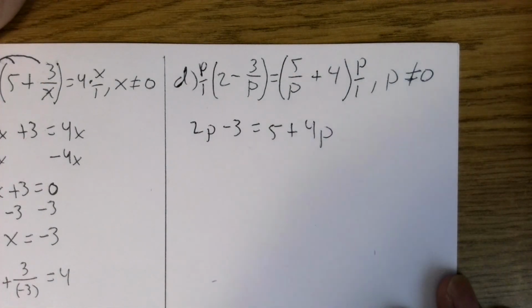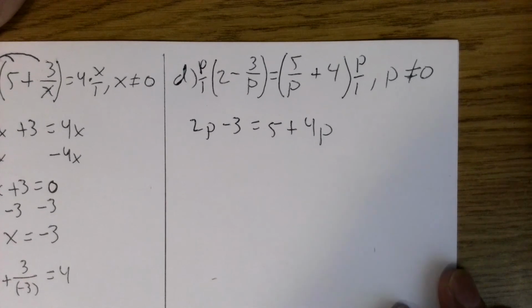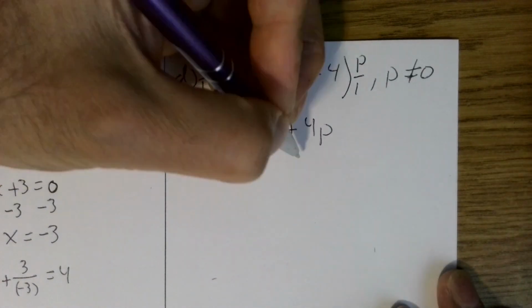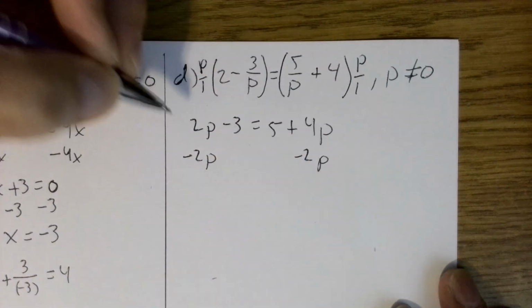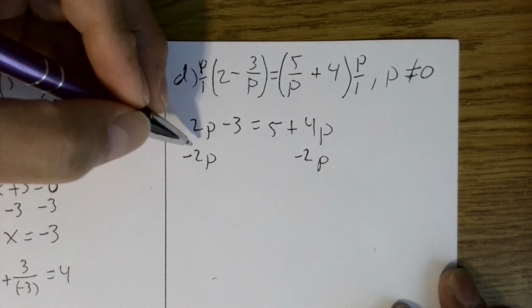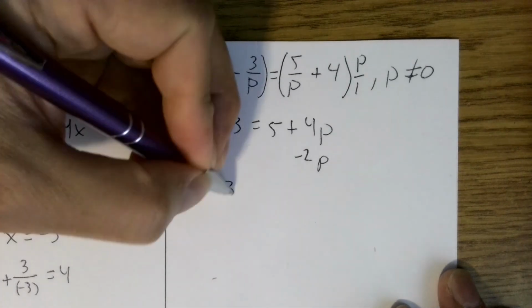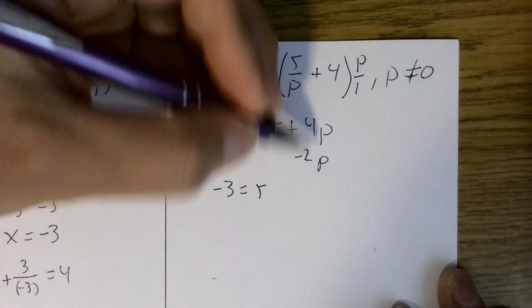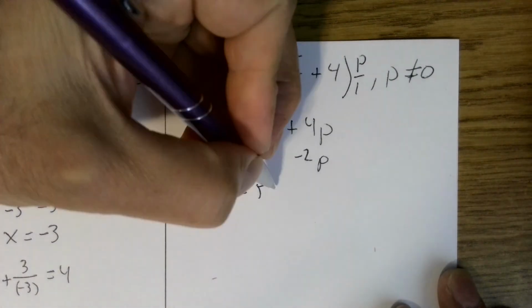Okay, we want to get the p's on the side with the greater number of p's. In this case, it's that side. So we're going to subtract 2p from both sides. 2p minus 2p is 0. 0 minus 3 is negative 3. We've got a 5 there. 4p minus 2p is 2p.